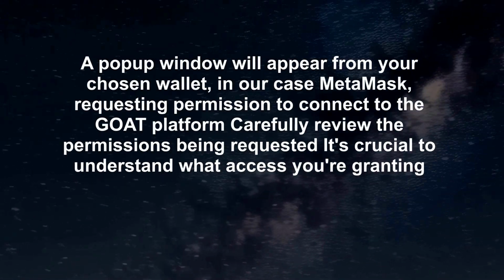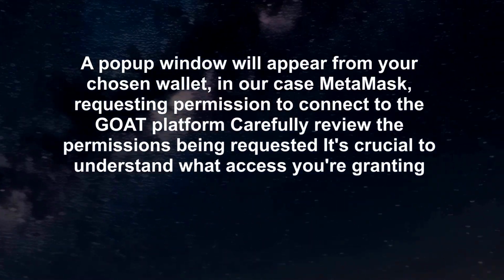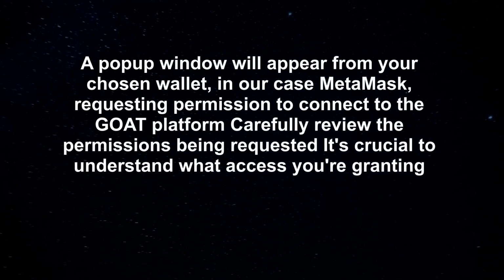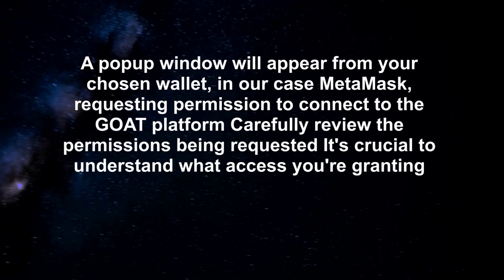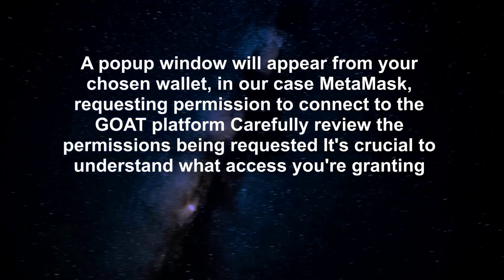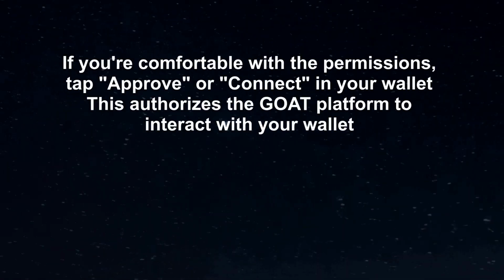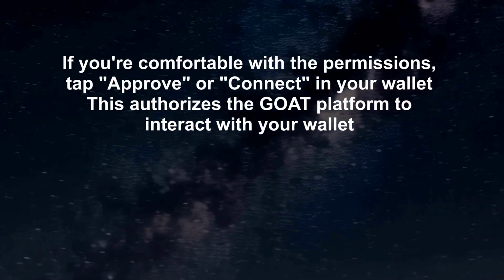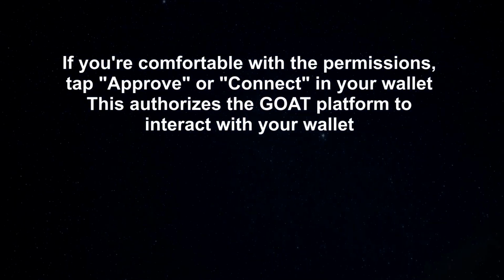A pop-up window will appear from your chosen wallet, in our case MetaMask, requesting permission to connect to the GOAT platform. Carefully review the permissions being requested. It's crucial to understand what access you're granting. If you're comfortable with the permissions, tap Approve or Connect in your wallet. This authorizes the GOAT platform to interact with your wallet.